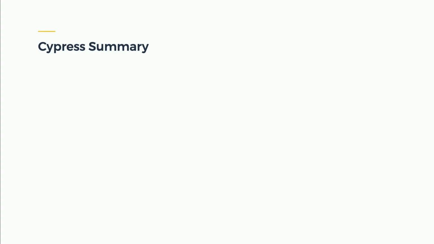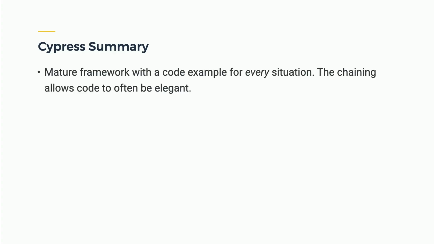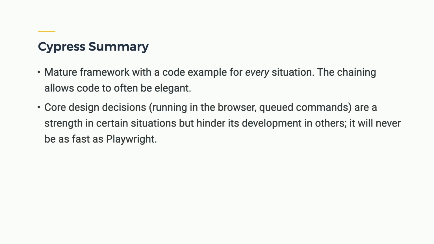Okay, so let's do a little summary of Cypress. It is a mature framework with a code example for every situation. So if you're using Cypress now, you're probably doing great work and you're being productive. And the chaining, like I said, allows code to be elegant. However, some of the core design decisions, like running in the browser and queued commands, are a strength in certain situations, but they hinder its development in others. And it will never be as fast as Playwright.